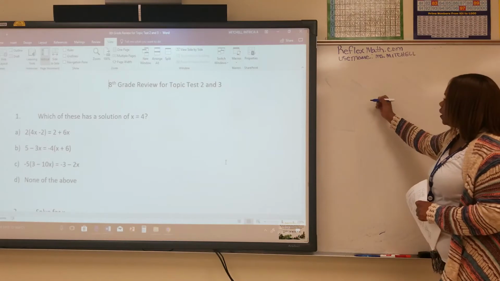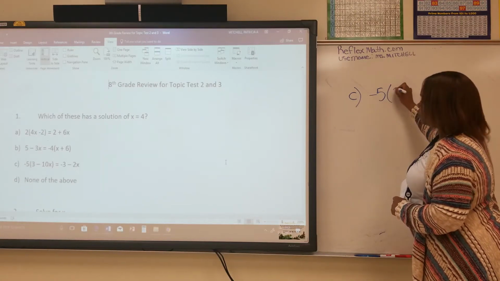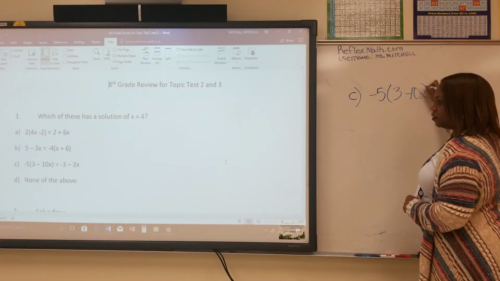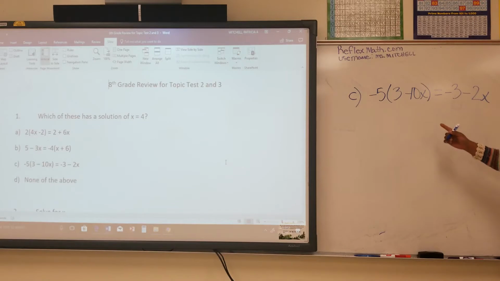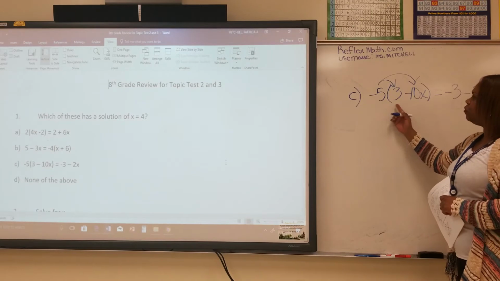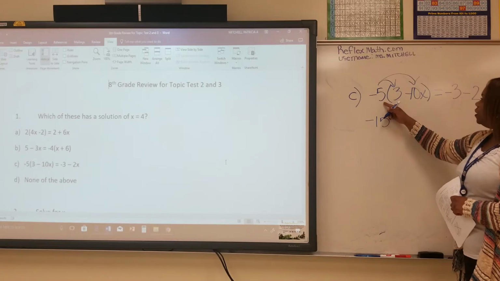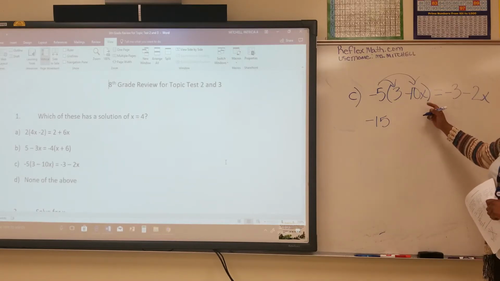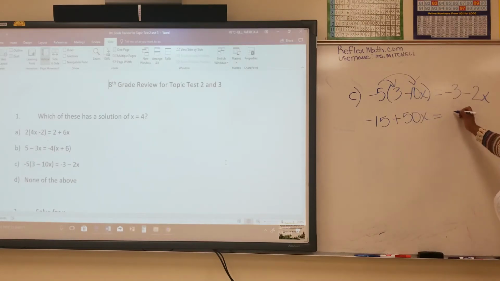And C. C says negative 5 times 3 minus 10x is equal to negative 3 minus 2x. From here, we have to distribute this negative 5. When we do that, negative 5 times 3 gives us negative 15. Negative 5 times negative 10x gives us positive 50x. And we can just bring this negative 3 minus 2x down.